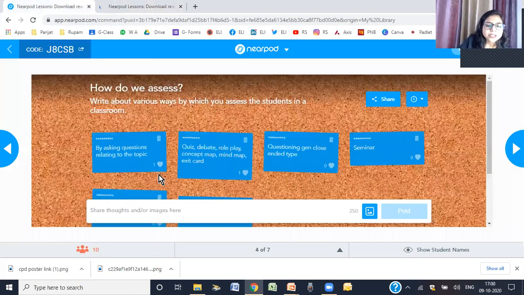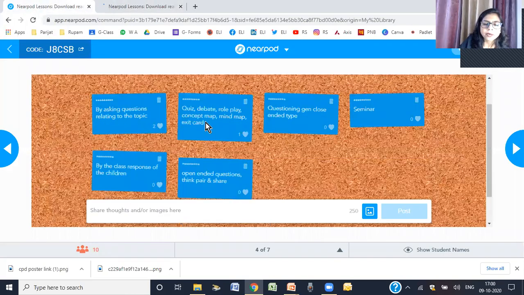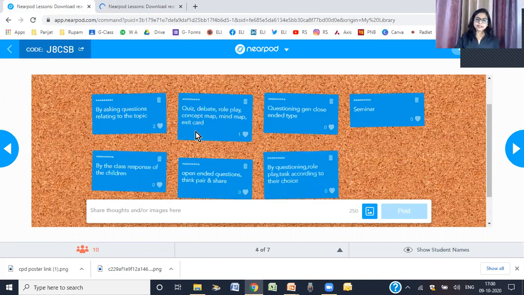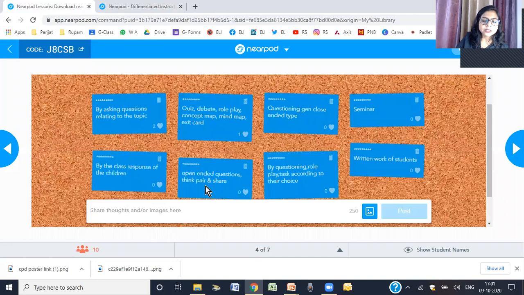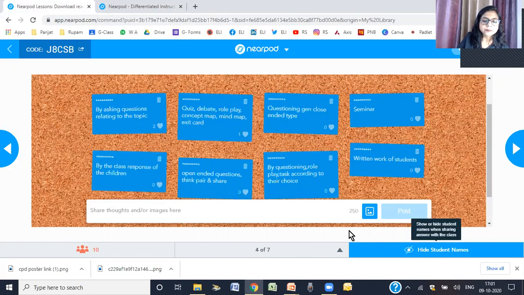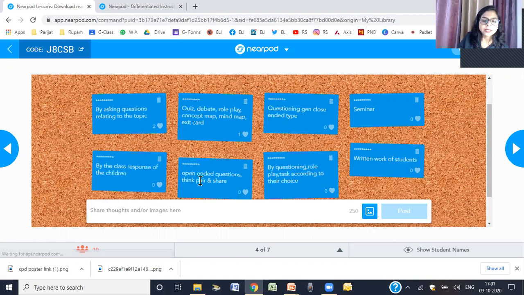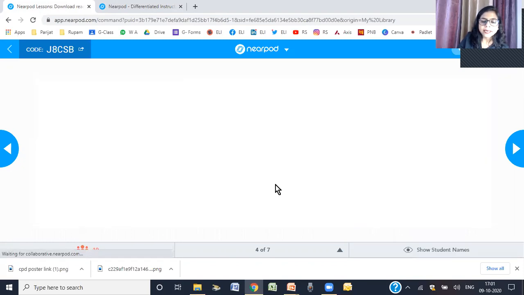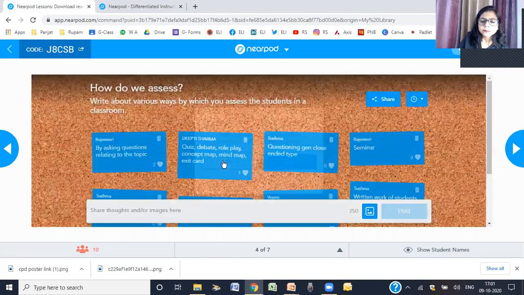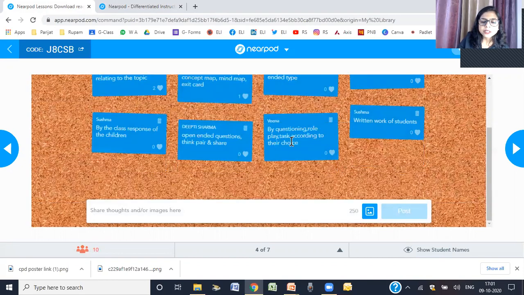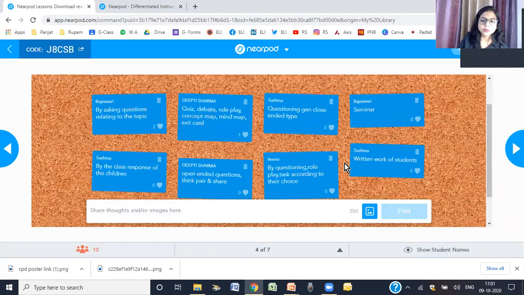Okay, by asking questions related to the topic, quiz, debate, role play, concept map, mind map, exit card. Excellent. Questioning, generally closed-ended type questions. Okay, through seminars you would like to assess them. By the class response of the children you do assessments. Open-ended questions, think, pair and share. Okay, so you are doing that. By questioning, role play, task according to their choice, yes. And written work of the students, okay.